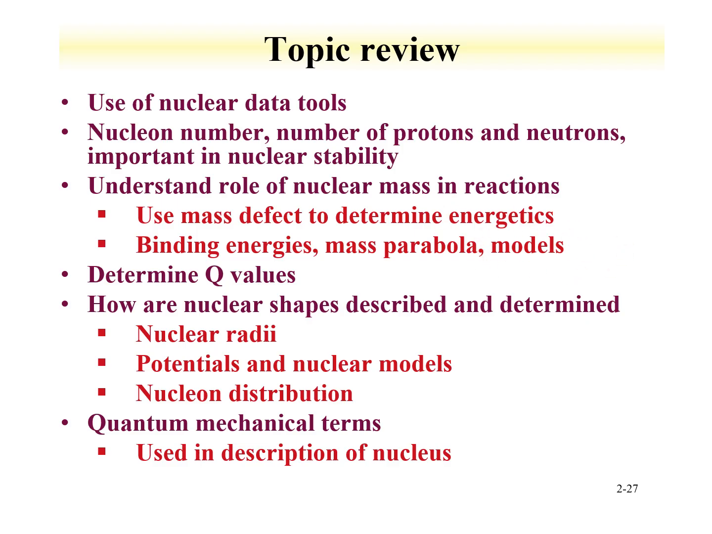This lesson also explored how to determine Q values in a number of different routes, including calculations, finding the data for specific reactions, or calculating specific reactions from the Q value calculator. We discussed how nuclear radii are determined. We talked about nuclear potentials and models, and also briefly discussed nucleon distribution within the nucleus, how nuclear matter density changes as one travels from the center to the edge of a nucleus. We also explored some quantum mechanical terms, and this is fundamentally a review of terms you should have seen previously.